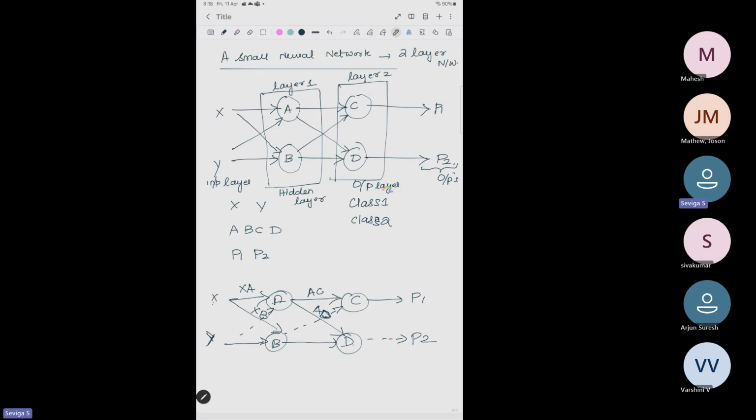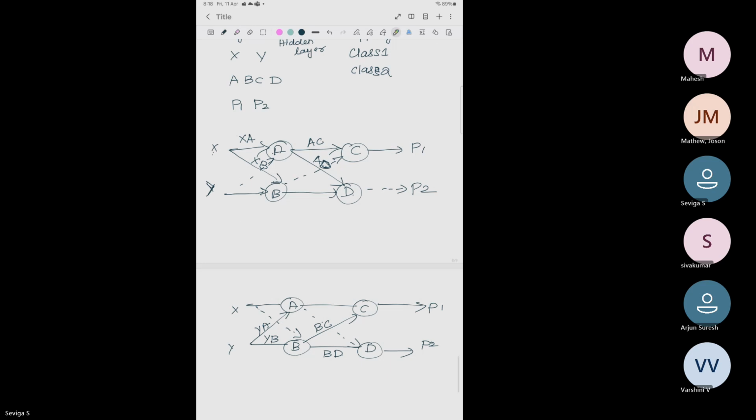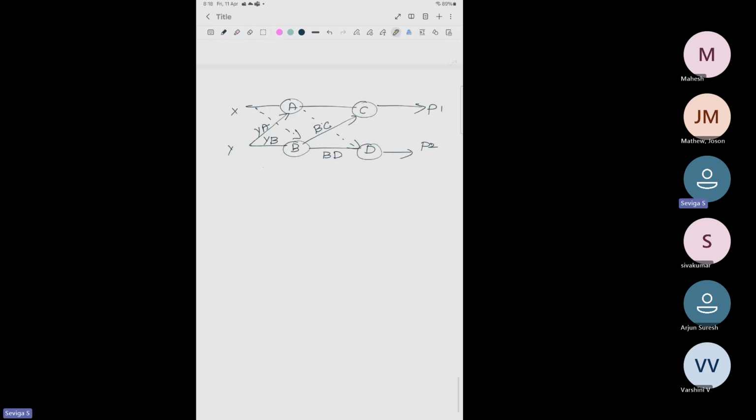Is it clear? Yes, ma'am. So we will go to one more step and then explain it a little bit further.